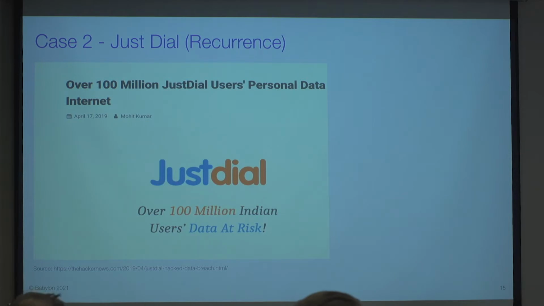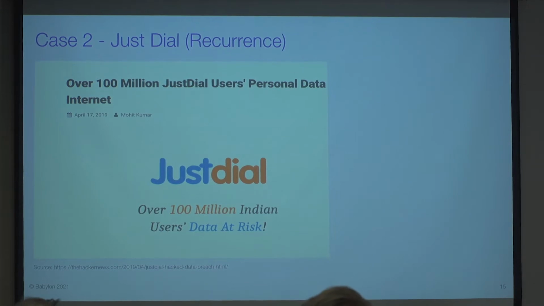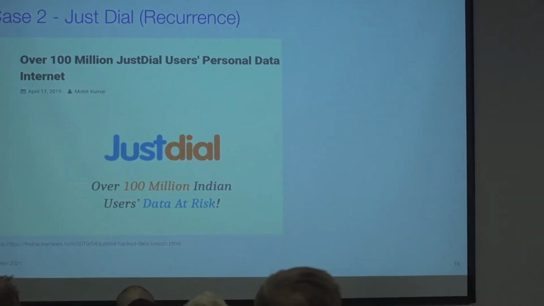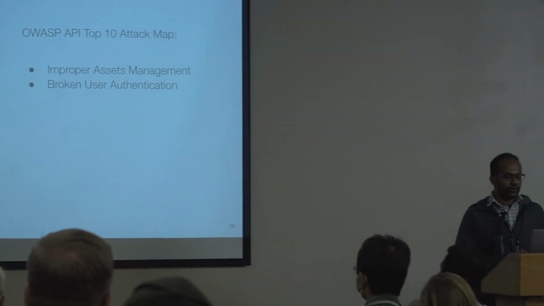A second example, JustDial, again a great company. It's a company in India, a local search company. It exposed 100 million users' personal data, right? So what happened was in 2019, JustDial had a production database and a staging server. They made a connection between the production database and the staging server so that they could run a few tests, but they accidentally exposed the staging server outside.